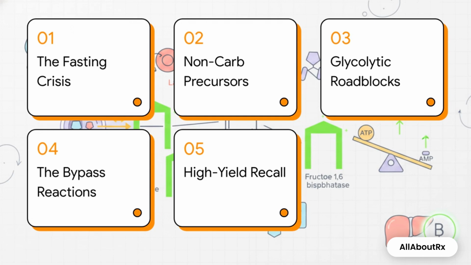Here's our quick roadmap for today's explainer. 1. The fasting glucose crisis. 2. Gathering non-carb precursors. 3. The 3 glycolytic roadblocks. 4. The 4 bypass reactions. And 5. A high-yield quick recall to lock it all in for exam day.